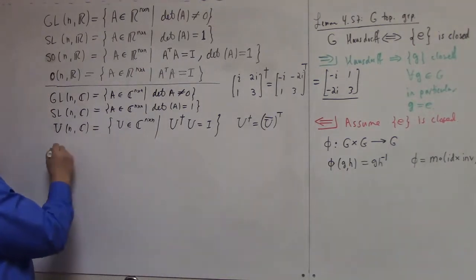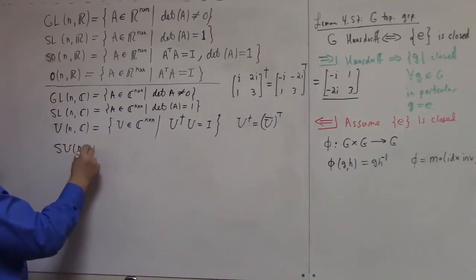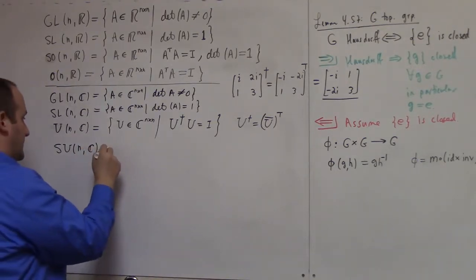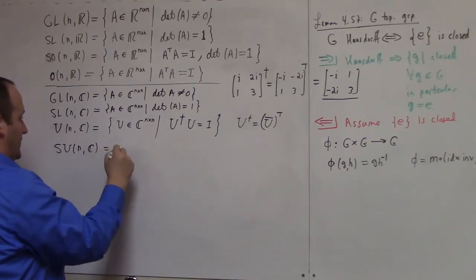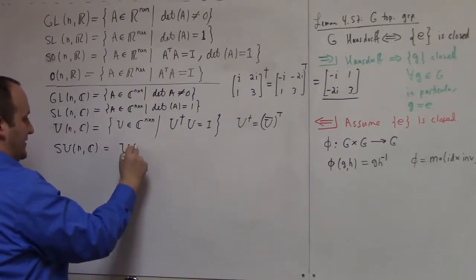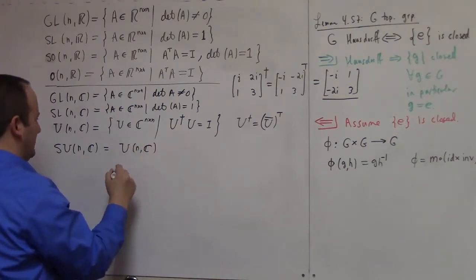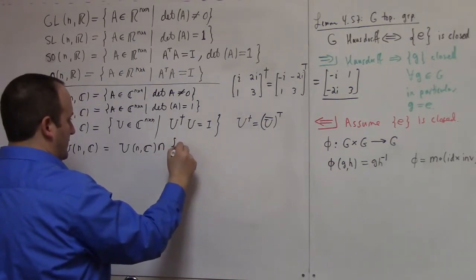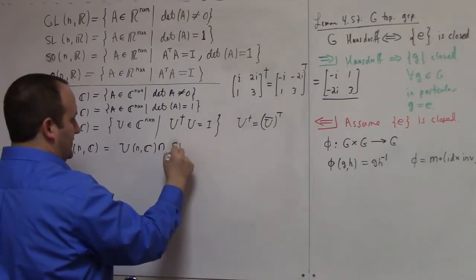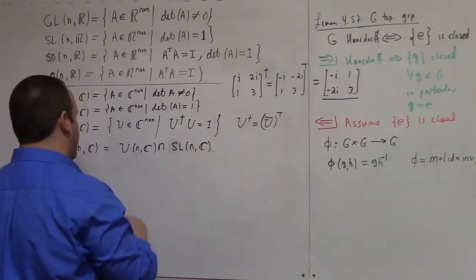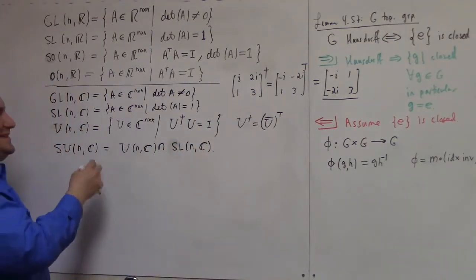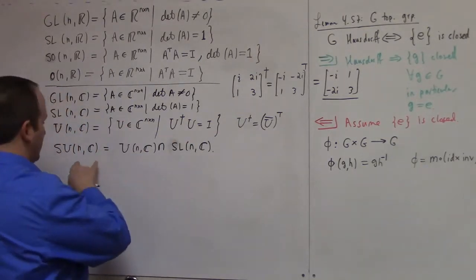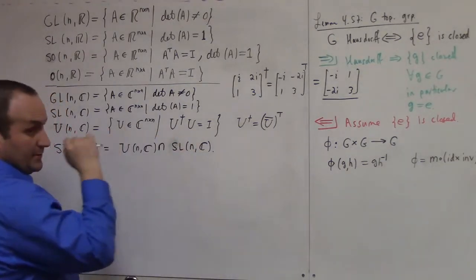Okay, anyway, if we talk about SU(n, C), this would be the special unitary matrices of order n. He writes it as U(n, C) intersect with SL(n, C). I was just about to write the definition of SL(n, C) out, only to go, oh, duh. So it's unitary matrices which are also determinant 1.